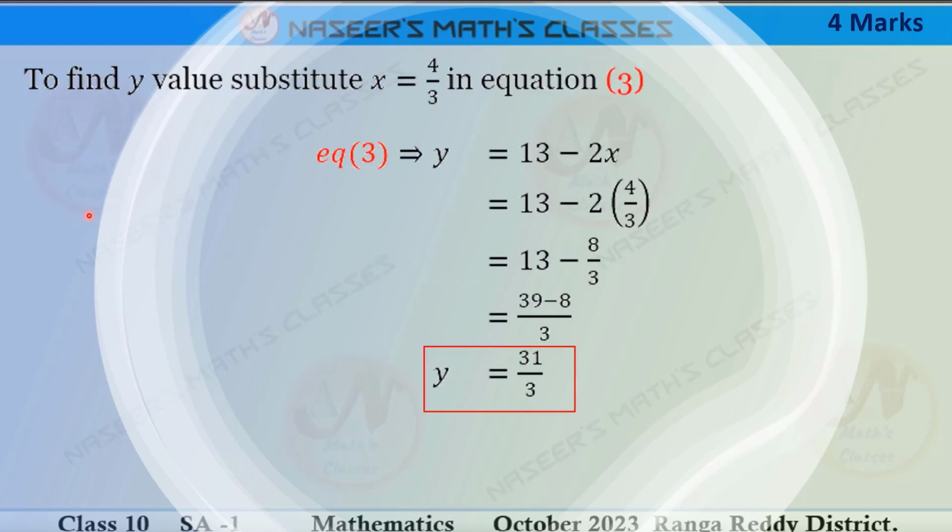The value of y. To find it, substitute x is equal to 4 by 3 in equation 3. Then equation 3 implies y is equal to 13 minus 2x. We replace x value with 4 by 3. We can write it as 13 minus 2 times of 4 by 3. Here 2 into 4 we get a 8. So it can be written as 13 minus 8 by 3. By taking LCM, we get LCM as 3 and we multiply 13 into 3, we get a 39. So it can be written as 39 minus 8 by 3. 39 minus 8 is 31. So we get y is equal to 31 by 3.